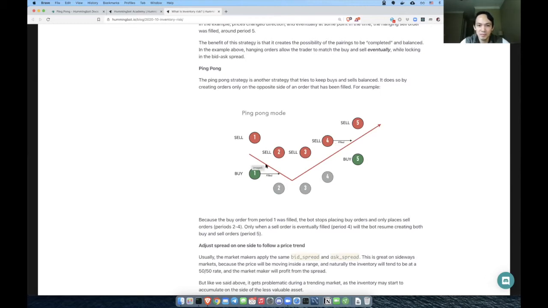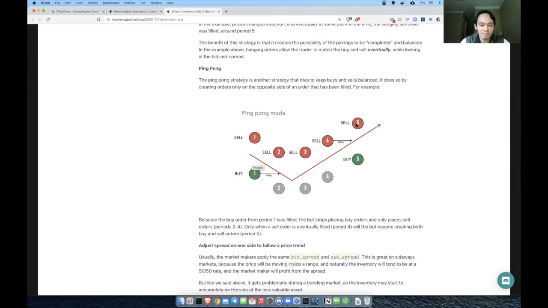So in this example, you can see when the buy order is filled, it keeps refreshing orders as it would normally, but it stops making buy orders. And then eventually when you do have a sell order filled, it will revert back to making both orders. And it works the other way around as well, obviously. If your sell order was filled, then it would continue to create buy orders and stop creating sell orders until a buy order was filled, and then it will start making both again.